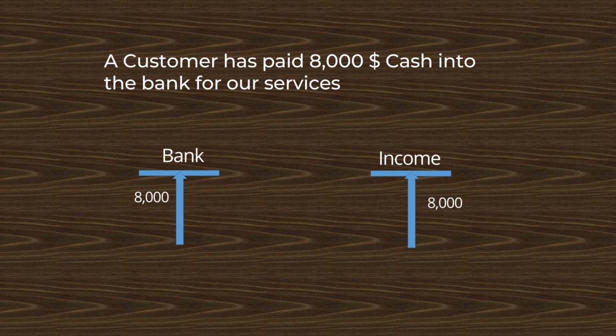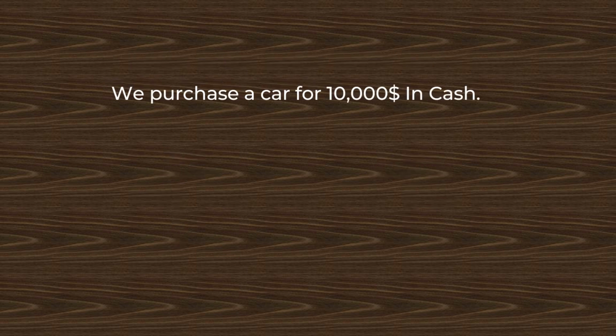So let's take another example. Let's say we purchase a car for $10,000 in cash. In this case the two ledgers are car and cash. When we purchase our car, we paid $10,000.